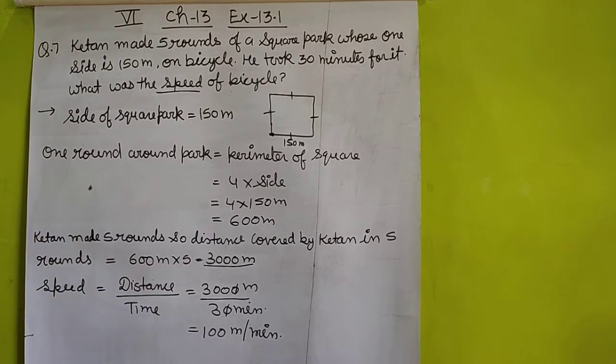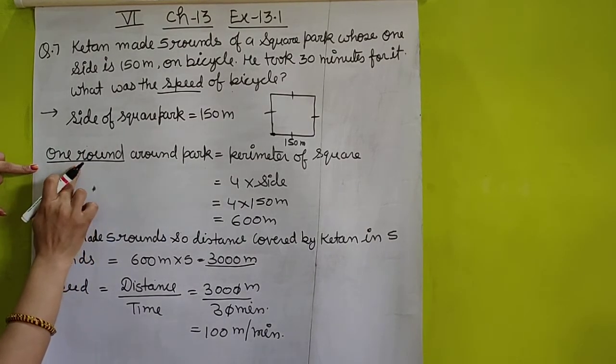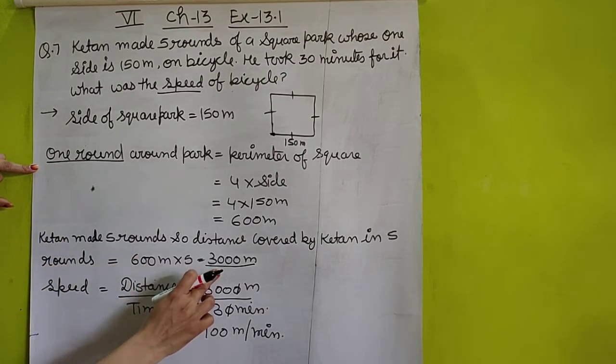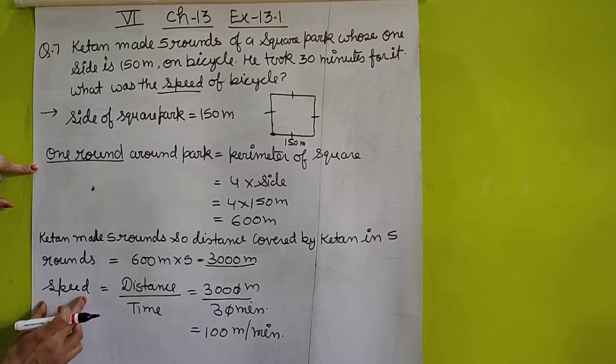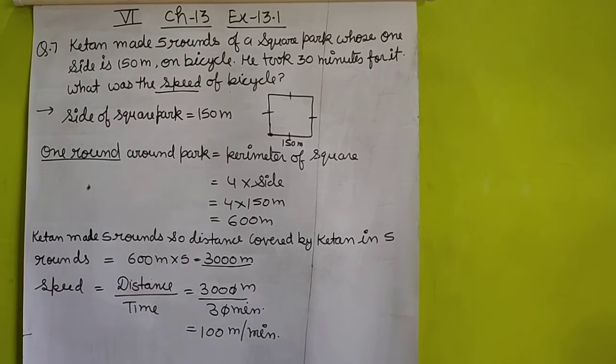So students, like this we have done question number 7. For this, first of all, we calculated the distance covered in one round. Then we calculated the distance covered in 5 rounds. Then speed: we used the formula of speed, that is distance upon time. Okay students, now next question.